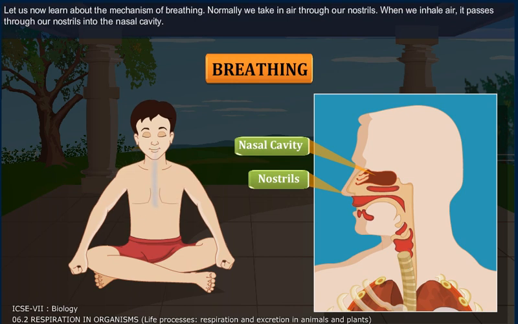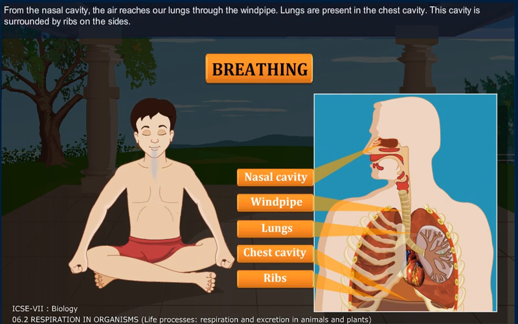Let us now learn about the mechanism of breathing. Normally, we take in air through our nostrils. When we inhale air, it passes through our nostrils into the nasal cavity. From the nasal cavity, the air reaches our lungs through the windpipe. Lungs are present in the chest cavity.